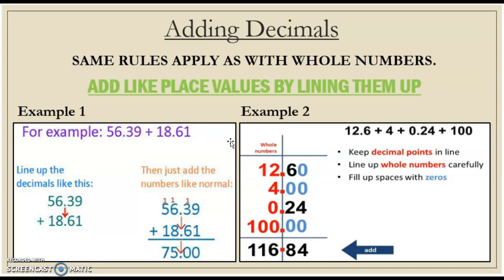Right, let's look at adding decimals. This is really easy because the same rules apply as with whole numbers. You actually know how to do this already. We are going to add the like place values by lining them up.